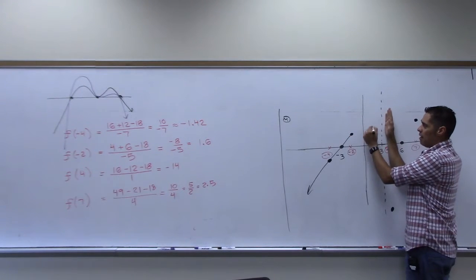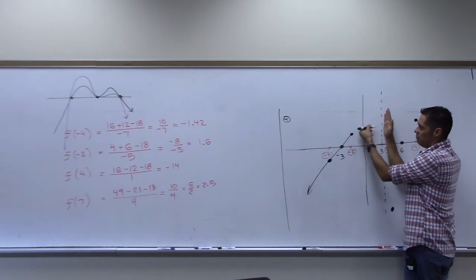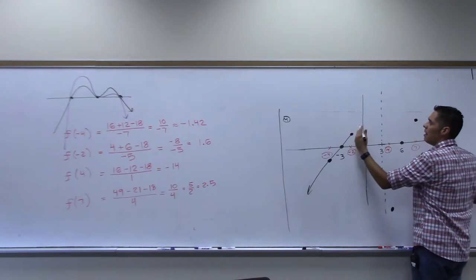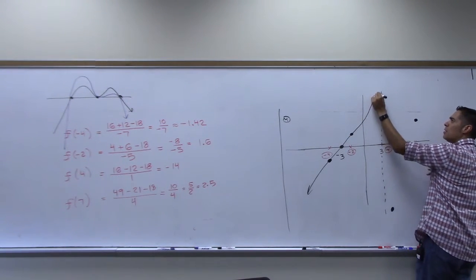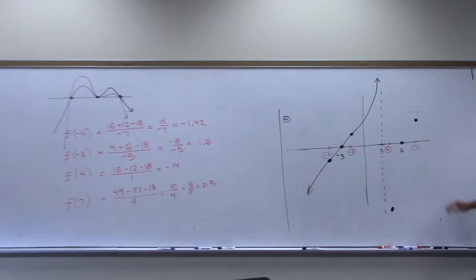If I try to go this way, the barrier's in my way, where am I going to go? Got to go up, right? So I know as I come this way, it goes up. So I'm just going to continue it again, nice and smooth, like this. See it?